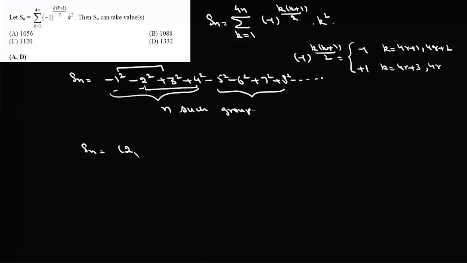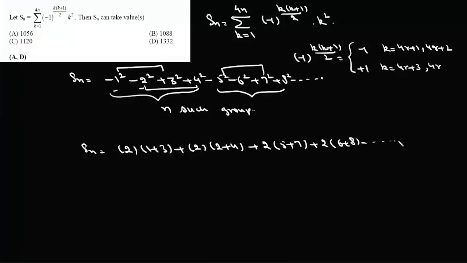So it'll be 3 minus 1, 2, and then 1 plus 3 plus 4 square minus 2 square. It'll be 4 minus 2, 2, and then 2 plus 4. In the same way, 7 square minus 5 square, 2 into 5 plus 7. This is 2 into 6 plus 8. It'll continue up to 2 into 4n. Now what we'll do is we can take 2 common.